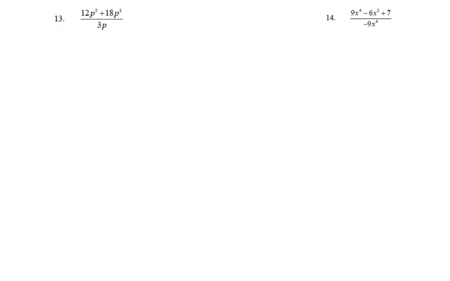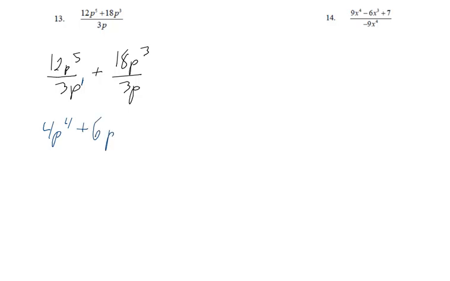Alright, in 13 we like to divide. One way of dividing is what I call splitting the fraction. Meaning I can write it as 12p^5 over 3p plus 18p^3 over 3p. And we'll work separately. 12 divided by 3 is 4. 5 minus 1 is p^4. 18 divided by 3 is 6. And 3 minus 1 is p^2. That's your answer.